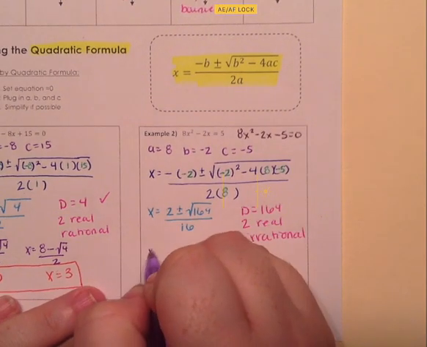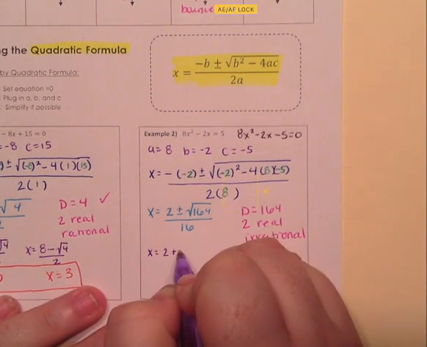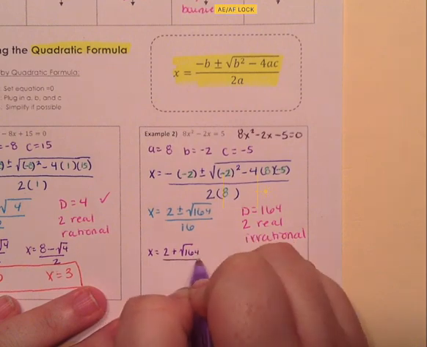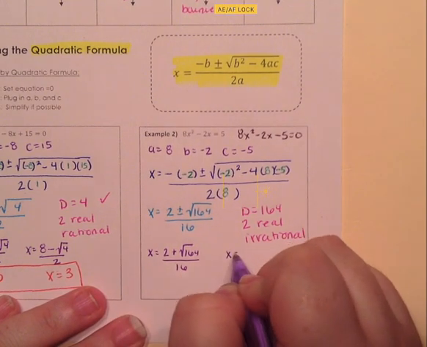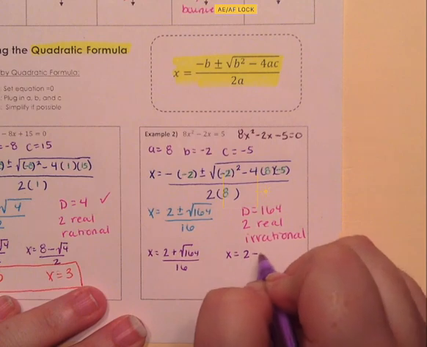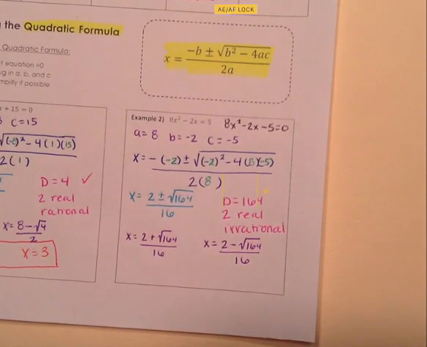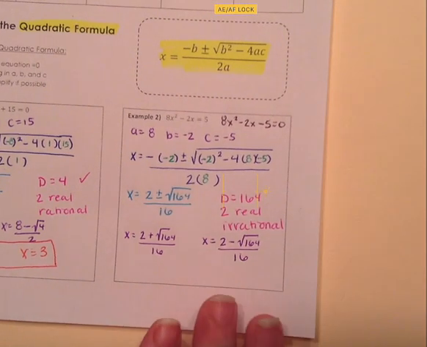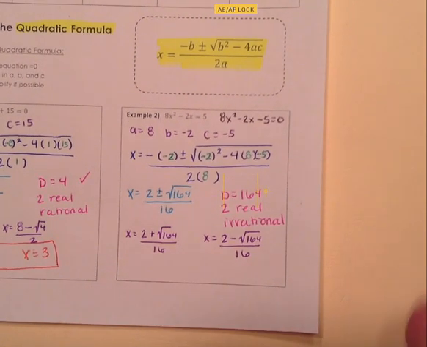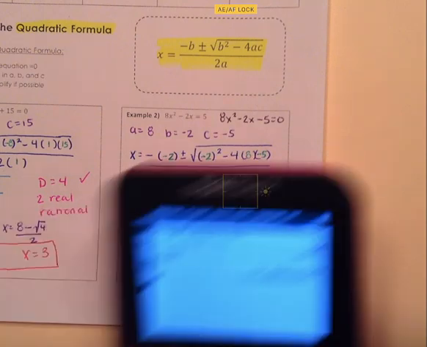So we'll have x equals 2 plus the square root of 164 all over 16. We'll also have x equals 2 minus the square root of 164 all over 16. Now, if you're taking a multiple choice exam and it has all of your answer choices left in radical format, but it's simplified, you can always get your answer in decimal format and then look at the answer choices and put all of those in decimal answers and see which ones match.